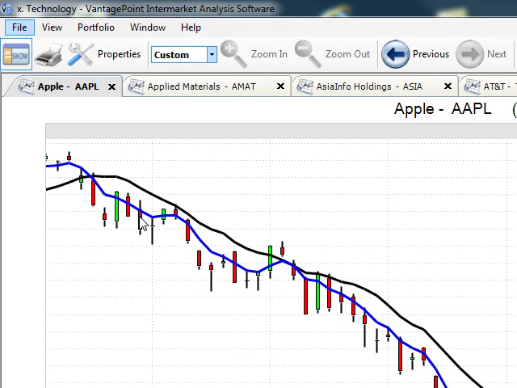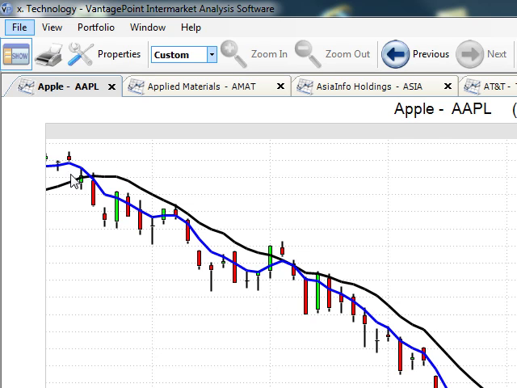To generate that blue line, VantagePoint is looking at Apple, the stock that we're forecasting here in this case, and 25 other related markets that are influencing Apple the most. The black line is just a regular moving average, and we're looking for a crossover.